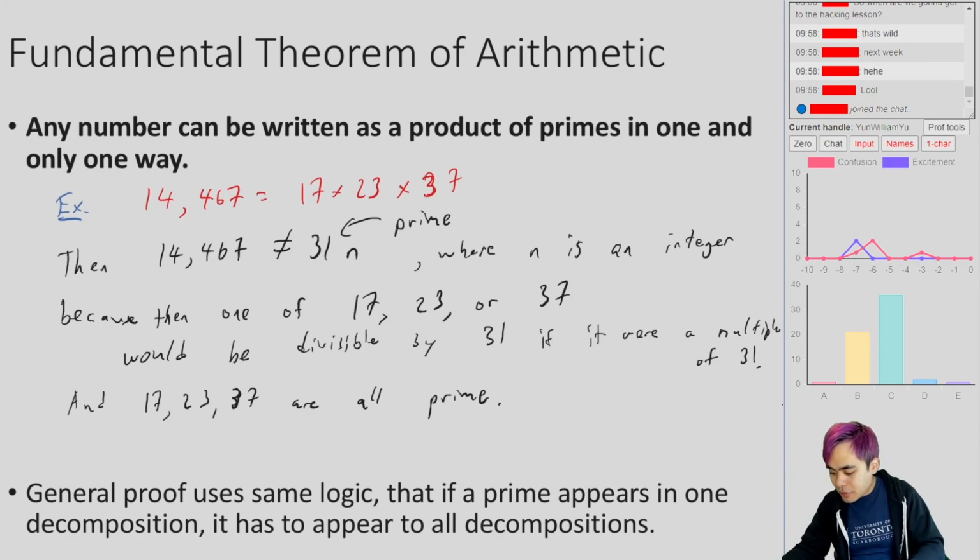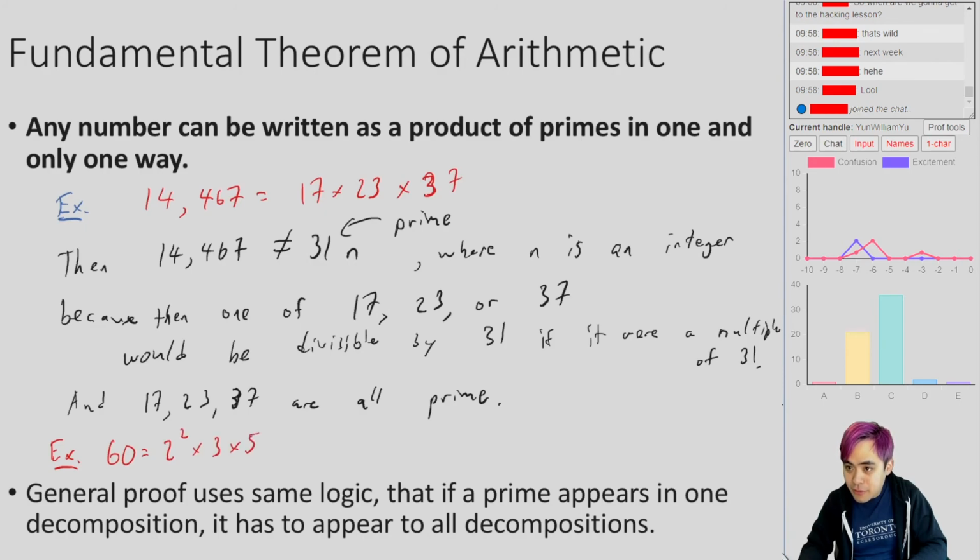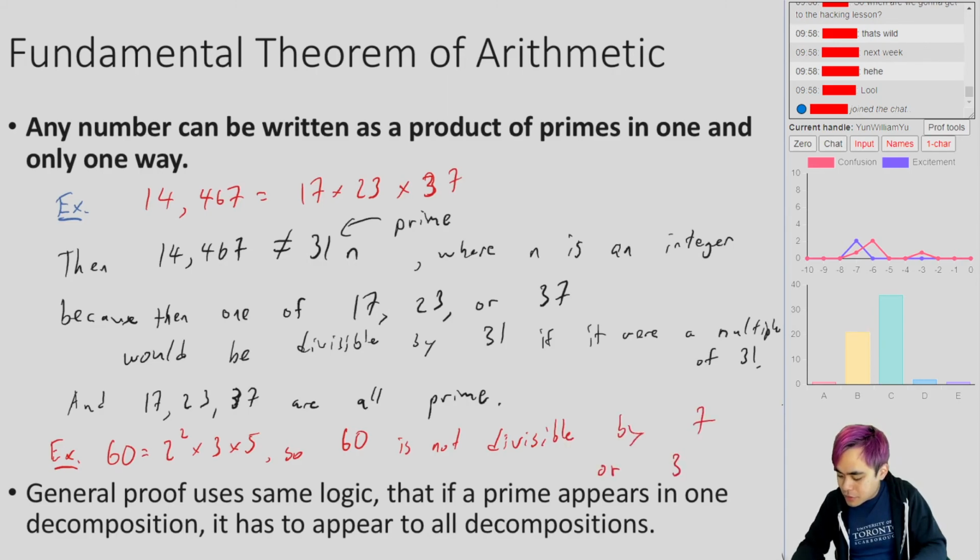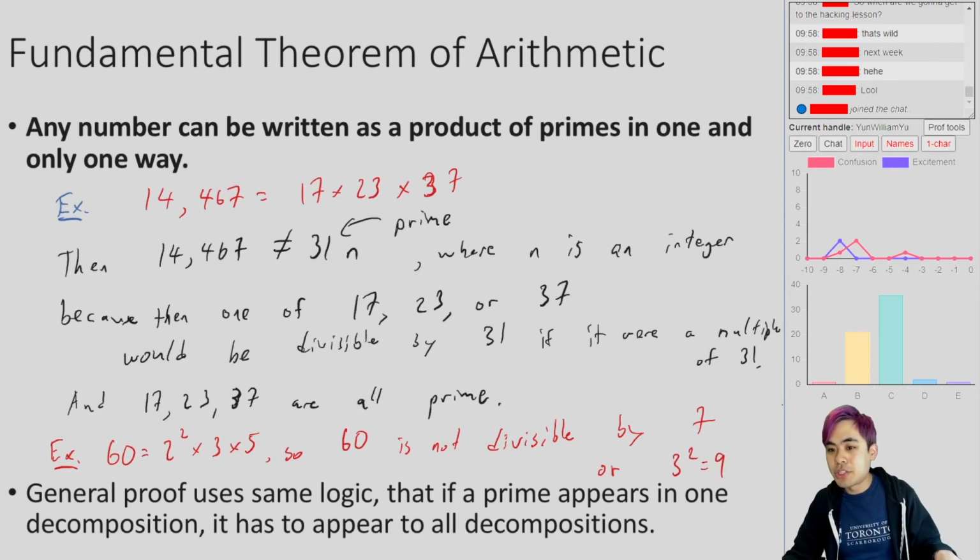And let me give another example. Let's say another example would be that 60, which is equal to 2 squared times 3 times 5. So 60 is not divisible by 7, or by 3 squared, which is equal to 9, because those don't appear in the original decomposition. So, why should we care about this?